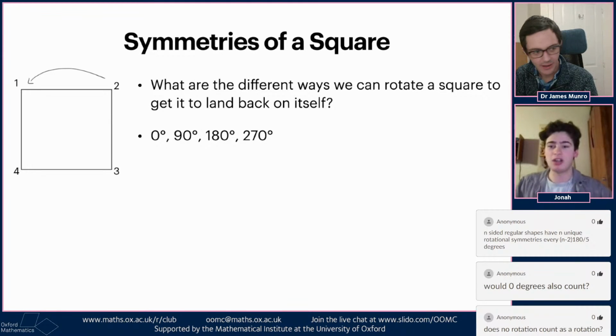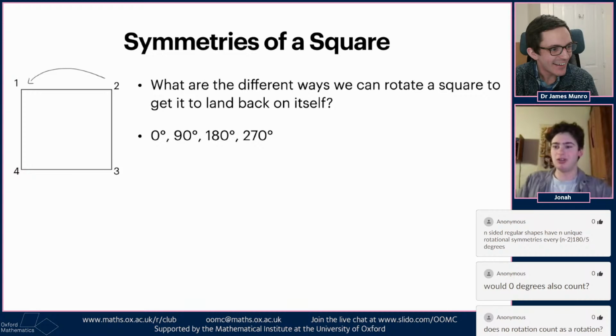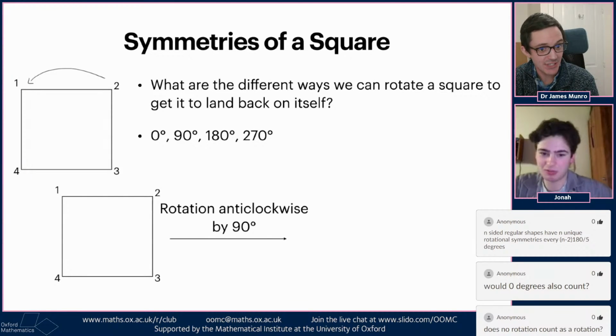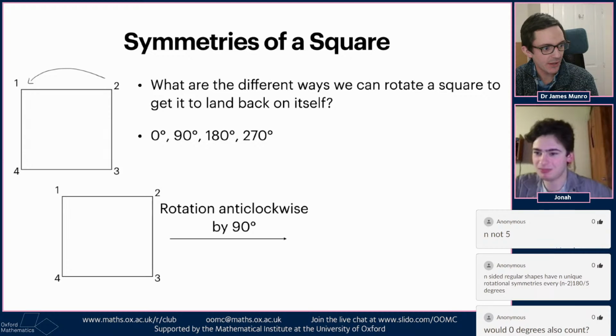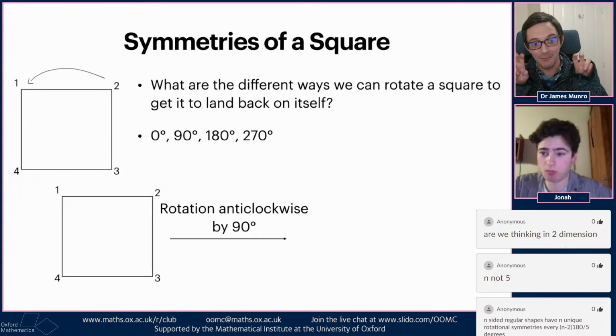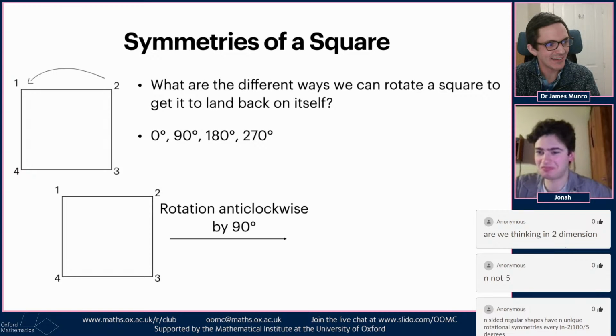Absolutely brilliant. Give you guys a little chance to chat slightly because of the lag. That question has come up in chat as well, and I hope we've addressed that. That 0 degrees, we're going to count that, because if you rotate it by 0 degrees, then after your operation, all of the corners are in the places that they should be for a rotation.